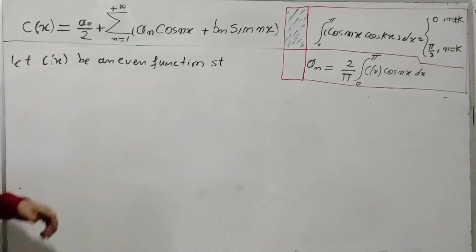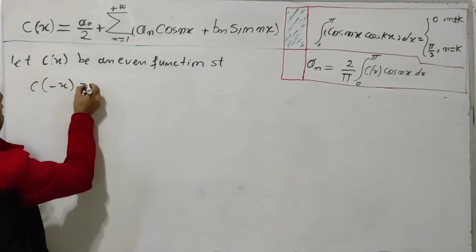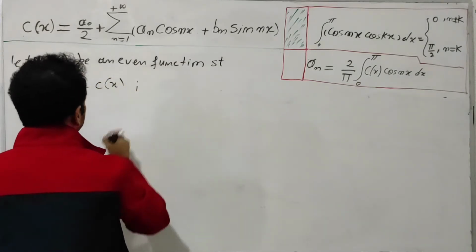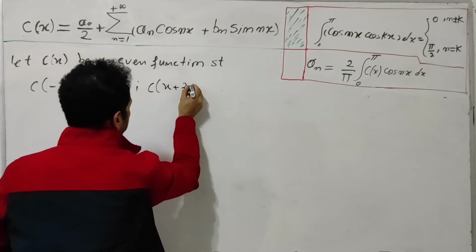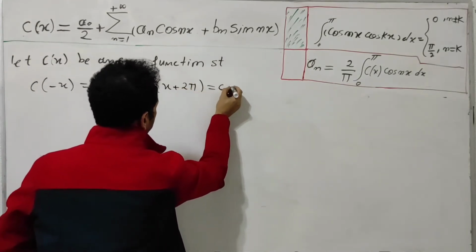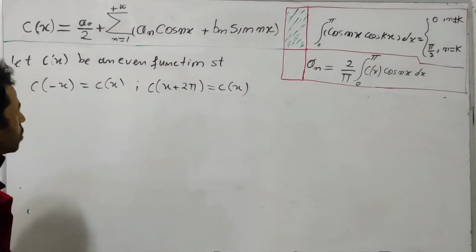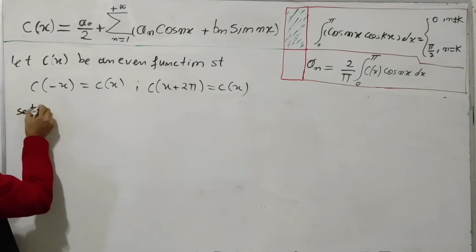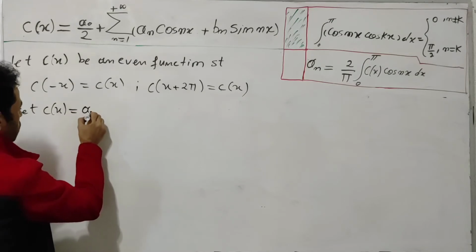Let c of x be an even function, such that we have c of minus x equal to c of x, because c of x is an even function. And then we have the second condition: c of x plus 2 pi equal to c of x, because it's a periodic function. So now let's set c of x equal to a sub 0.